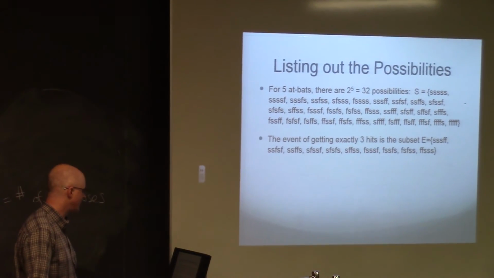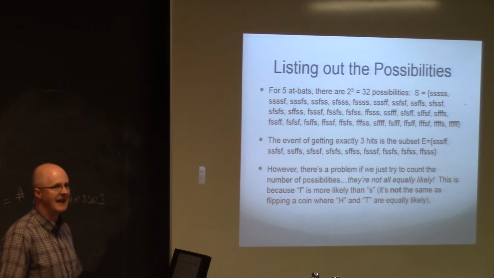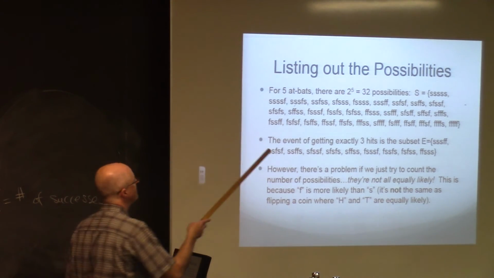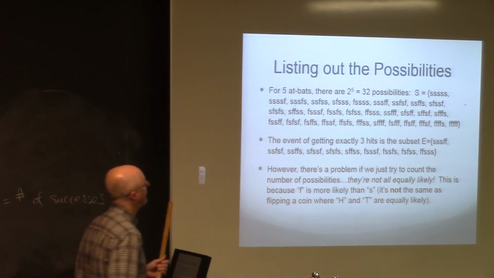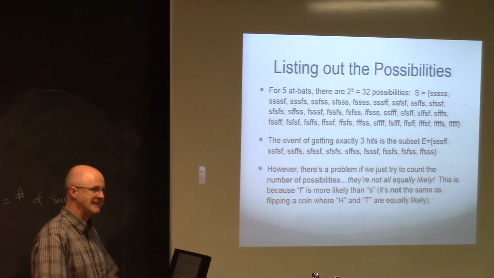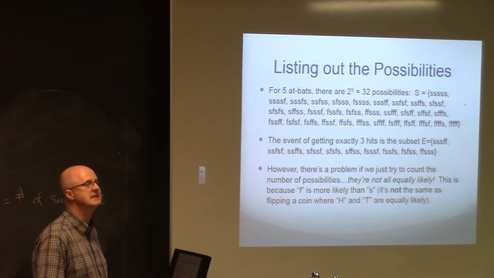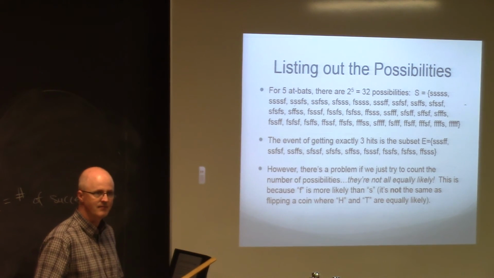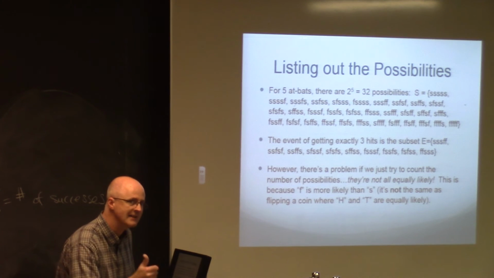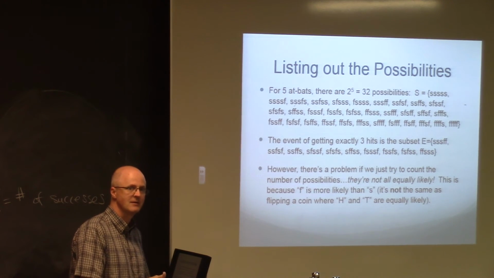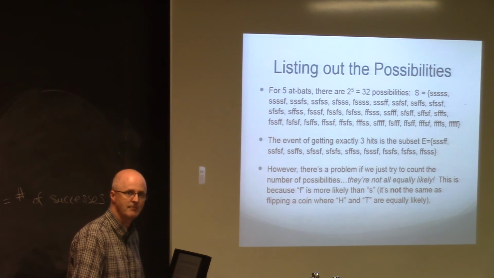However, you've got to be careful in thinking that you can just say the answer is 10 out of 32, 5/16, because there are 10 ways of getting 3 successes and 2 failures out of 32 possibilities total. That's not the right answer. The reason is that these outcomes are not equally likely. They would be equally likely with coin tosses, where the chance of heads and tails are the same, 0.5. But he has a better chance of failure than he does of success on any given at-bat.